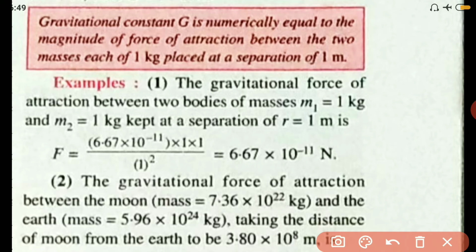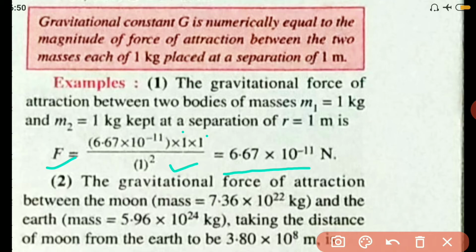So putting the values, you know the formula of F, which is G m1 m2 upon r square. The value of G, just now we calculated it to be 6.67 into 10 to the power minus 11, multiplied by m1 m2, here 1 into 1, and distance is 1 square. Hence I'll get the same value, which is 6.67 into 10 to the power minus 11 Newton, which is very less, right? The value is very less.